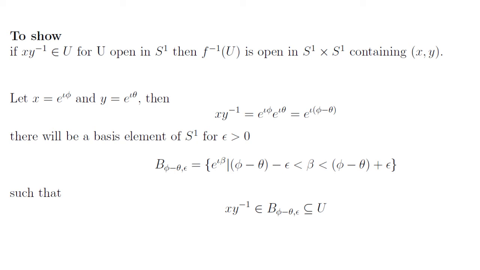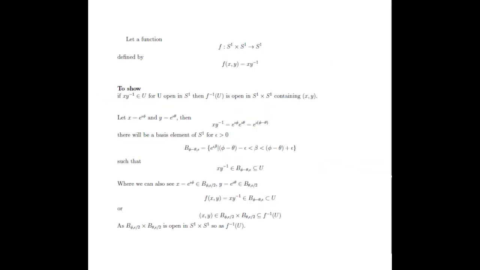Moving forward, we reach a similar argument that as x and y are coming from S1, there exist basis elements B of phi epsilon by 2 and B of theta epsilon by 2 such that if we apply the function f on the tuple xy, then we arrive at this inclusion.